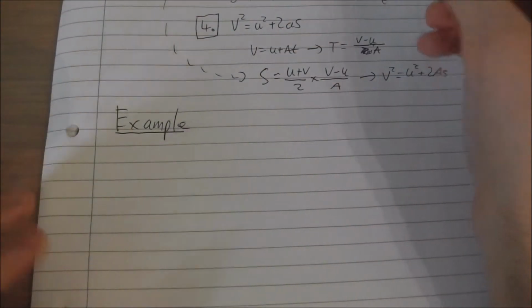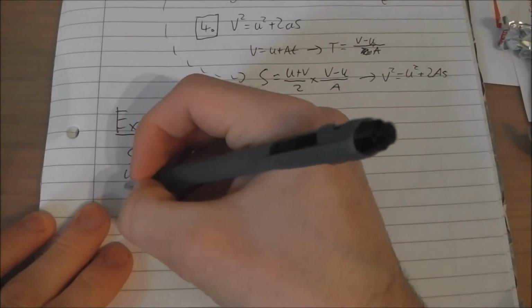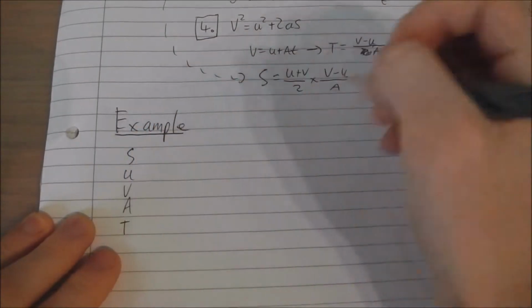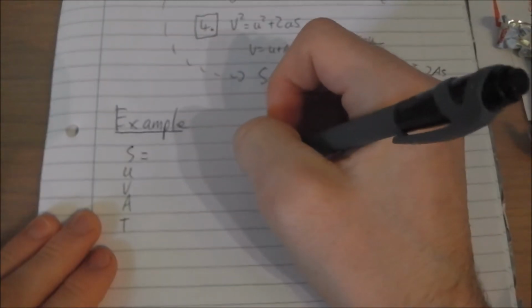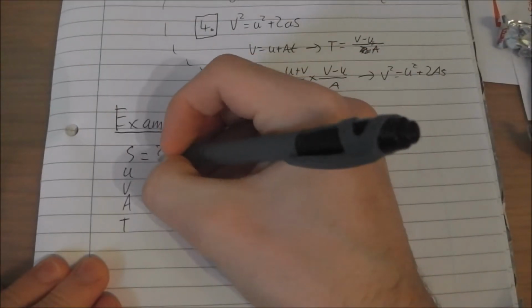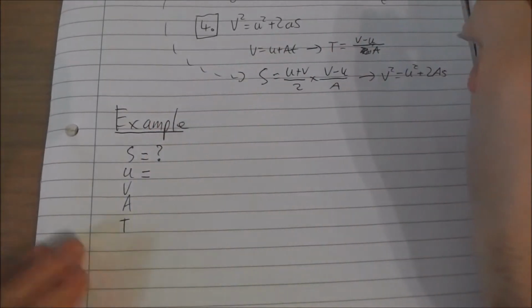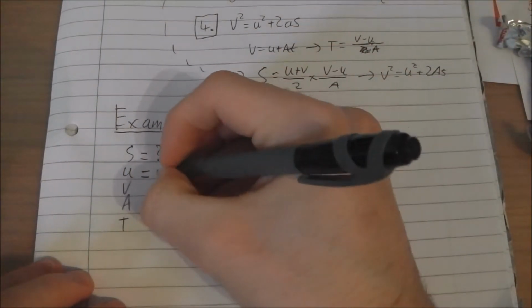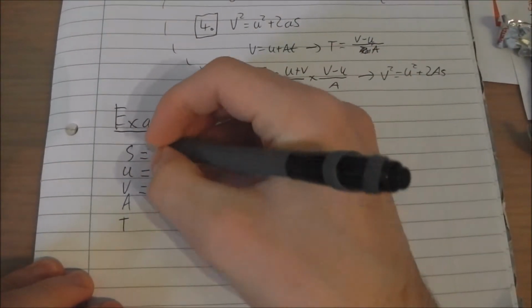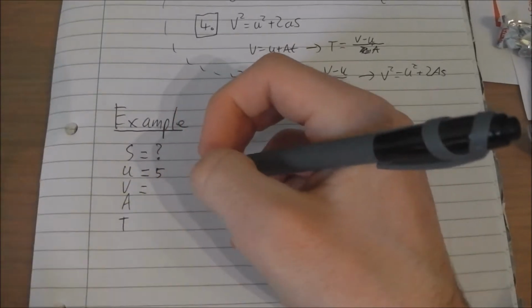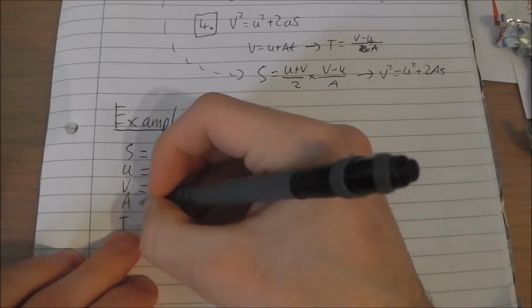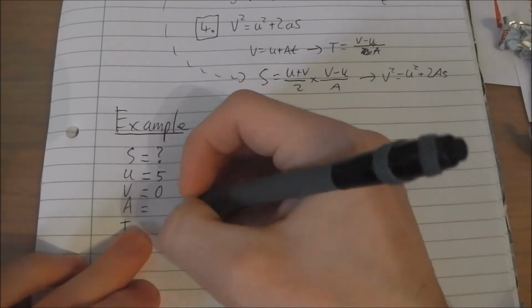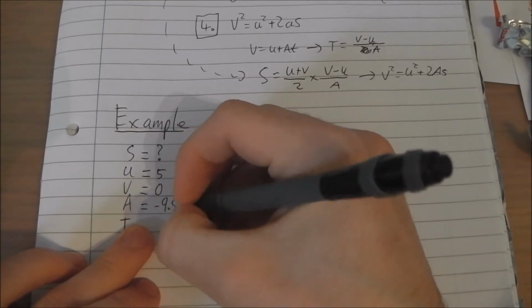So the first step for all SUVAT equations is always write SUVAT down, so then you can think it through logically. So the distance, well, that's what we're trying to find, so I put a little question mark here. The initial velocity is how much I'm throwing it up with, so that's 5. We want to know the distance when velocity is 0, so when it stops going up anymore. So final velocity, 0. Acceleration, now this is going to be minus 9.81.